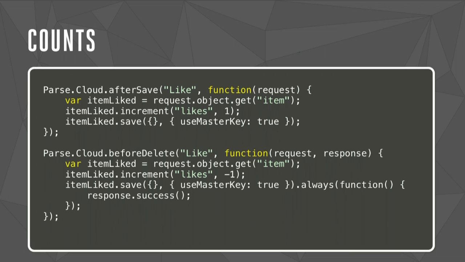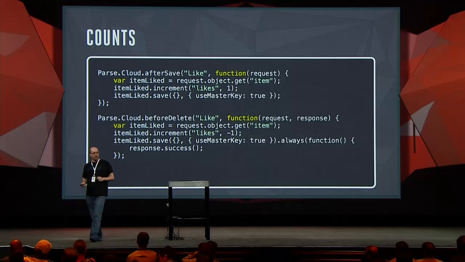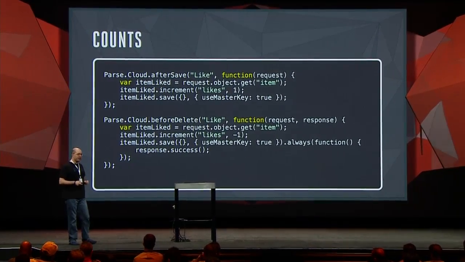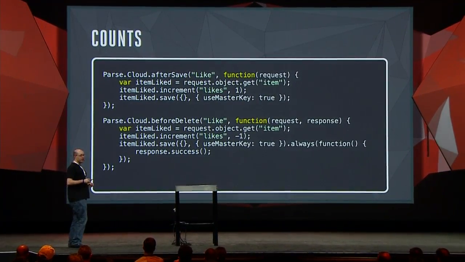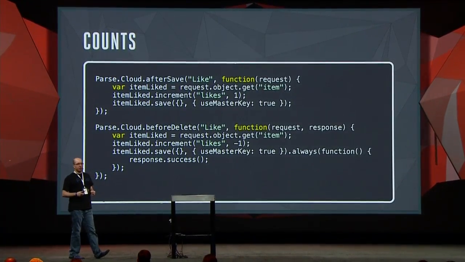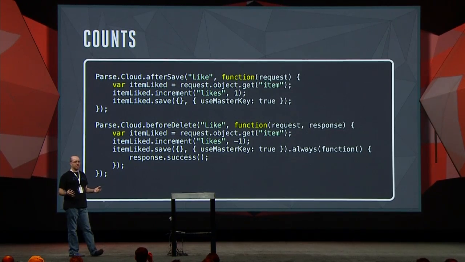But the trick here is whenever anyone saves a like, we then go grab the item that they liked, and we increment atomically this likes field on the item. And then we save the item with this special override. I mentioned earlier, you can use Cloud Code to do requests using the master key in order to bypass the normal security mechanisms. So in this case, we're saving the item, and we're passing the use master key true option. This option exists in Cloud Code for any request that would talk to Parse. You can use it on queries, on saves, everything.